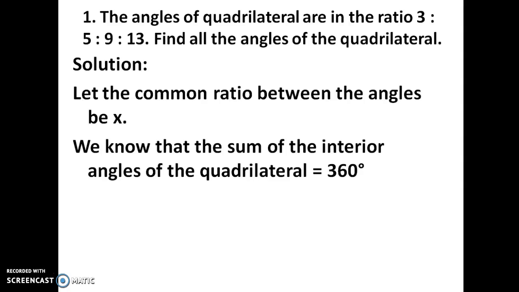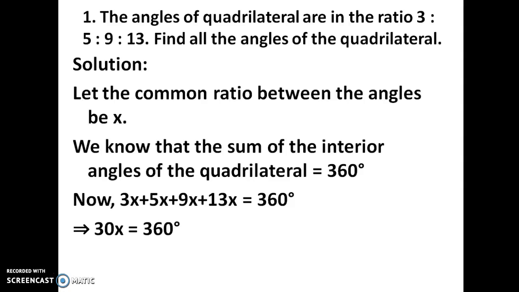Okay, so the ratio is given, so we can take it in the form of 3x, 5x, 9x and 13x. We don't know what x is now, so we are taking the angles as 3x, 5x, 9x and 13x. All together, if you add, you will get 360 degrees. After adding, I am getting 30x equal to 360. So what is x? Bring the 30 to the RHS in division. So you will get 360 divided by 30, that is equal to 12 degrees.